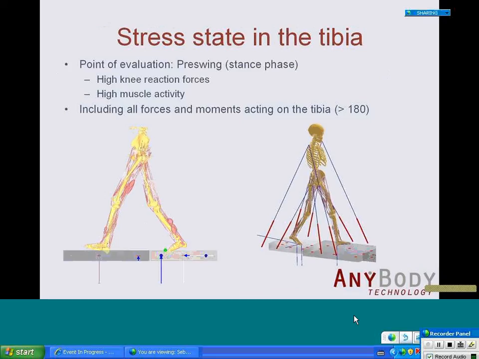So for both models, for normal walking, as you can see here, and for the walking with harness, the same time step was taken, and all forces and moments which were acting on the tibia, which are over 180, because you have all via points also included, and you have the insertion points of the muscles. All these forces and moments were exported from AnyBody and forwarded to a finite element model.